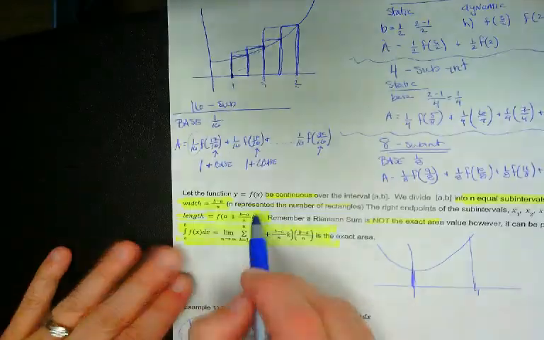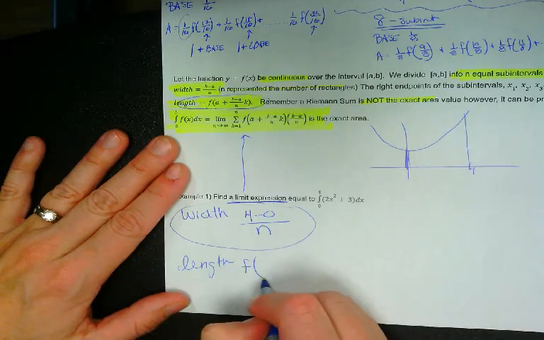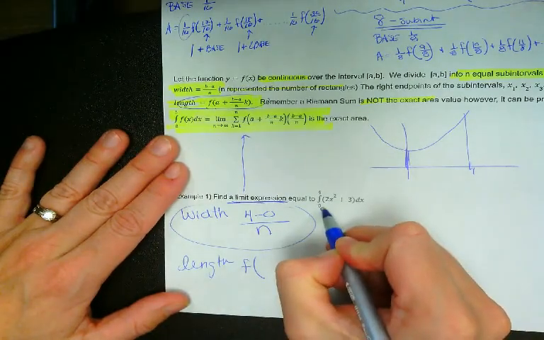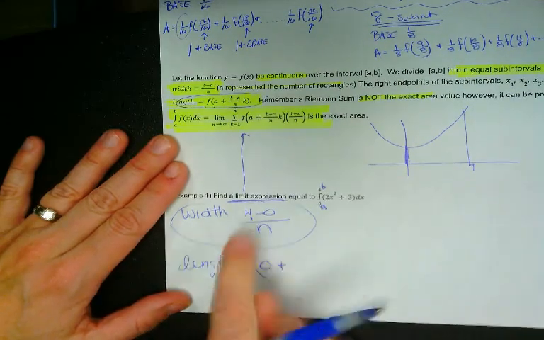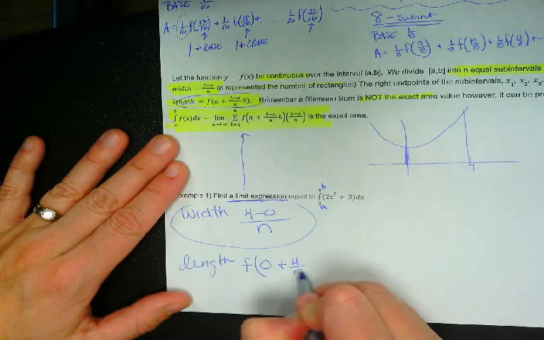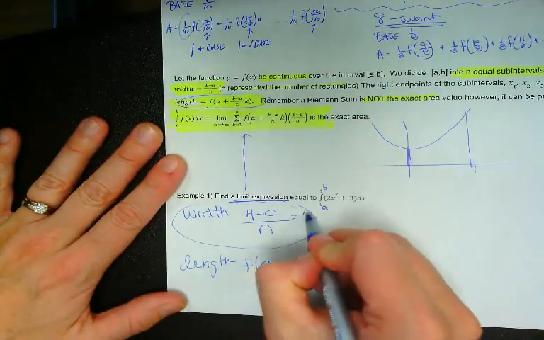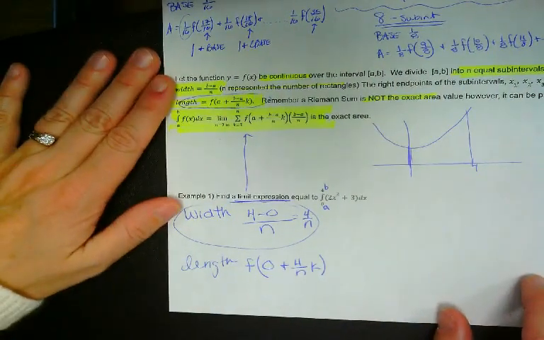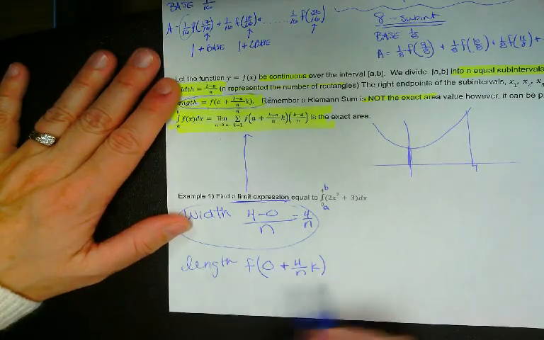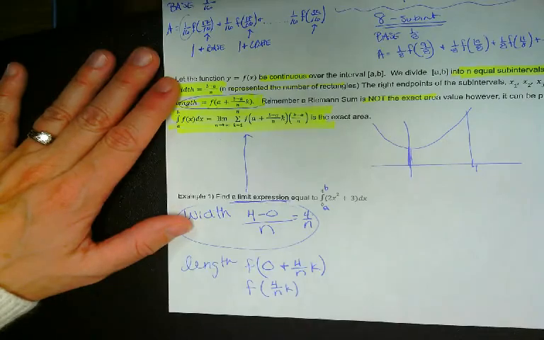Okay, the length, we highlighted it up here. It's f of a plus your b minus a over n times k. So I'm just going to make a note again. A is where I start. This is my a value. This is my b value. So in this case, it's going to be 0 plus my b minus a over n, which is my 4 over n, times k. I'm just going to reduce my width to 4 over n instead of keeping the 0 there. Okay, and then I'm going to clean this up because 0 plus anything is just itself, so I'm going to call this f of 4 over n times k.